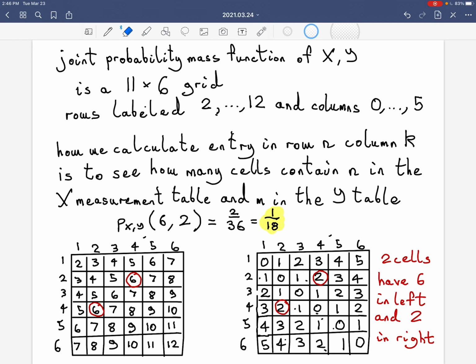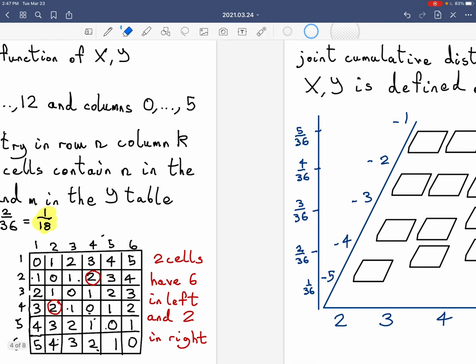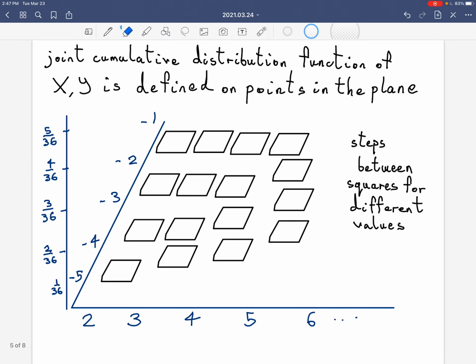And I find that this event has 2 outcomes out of a possible 36. And so I say the event that x is 6 and y is 2 has probability 1/18 because it involves 2 outcomes out of 36 possible outcomes. And I could do the same calculation with any pair of inputs for pxy, where the first one is between 2 and 12 and the second one is between 0 and 5.